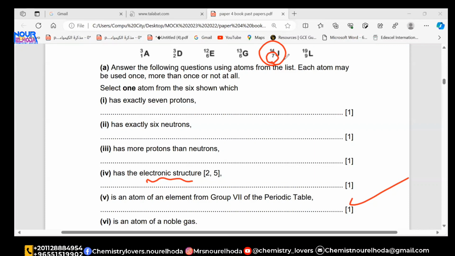Shall I get you the periodic table? Which one? Wait one minute. Fluorine. This is fluorine. Because this is 9, correct? Fluorine, so it's in Group 7. The proton number is 9. I was talking about this one.